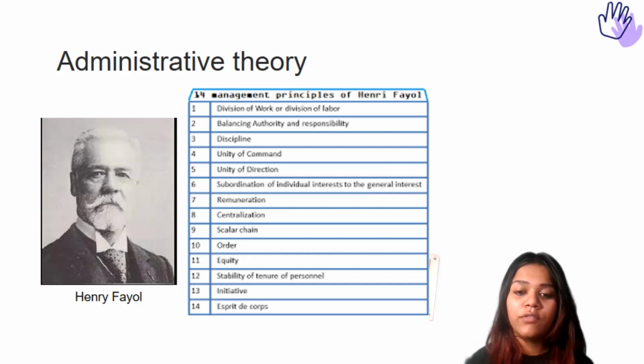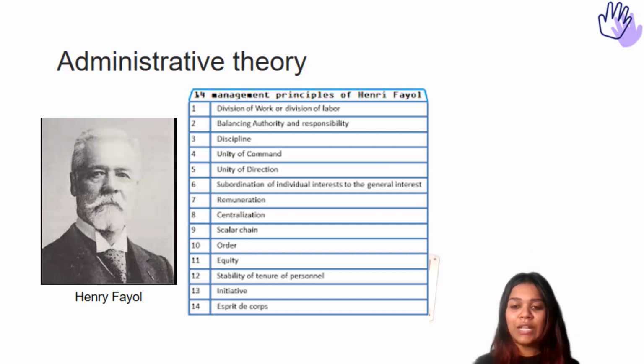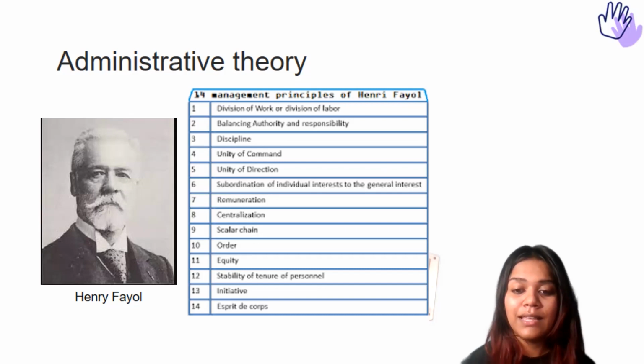Order. Order refers to arrangement of things and people, meaning that there is a place for everything and everything should be in place. There are certain places for everything. So all the resources should be kept at the place where they are designed to be kept.